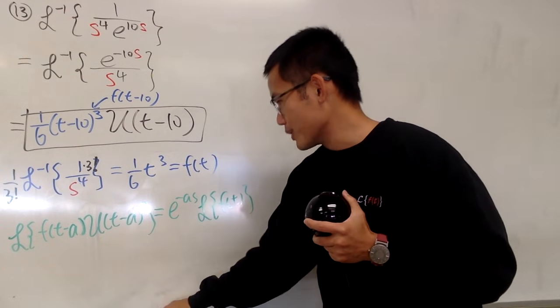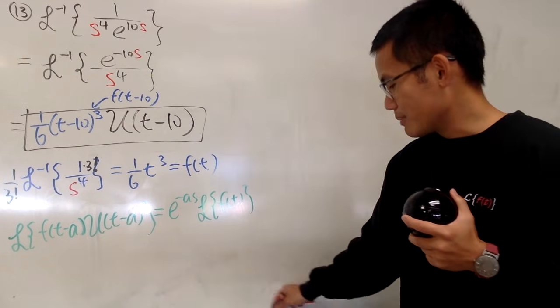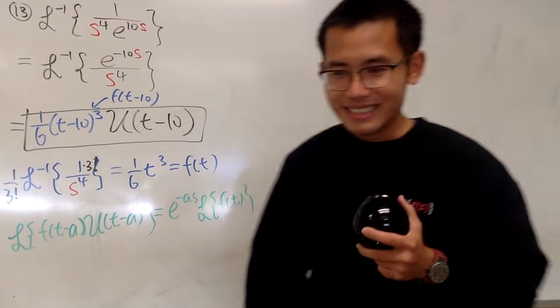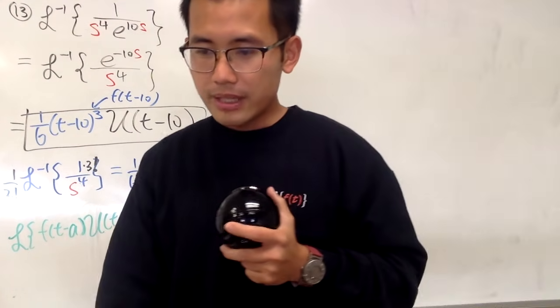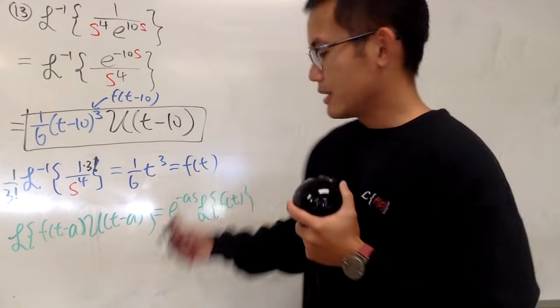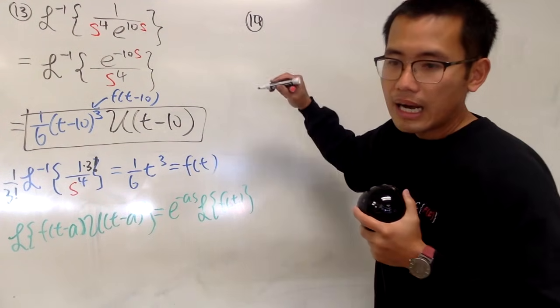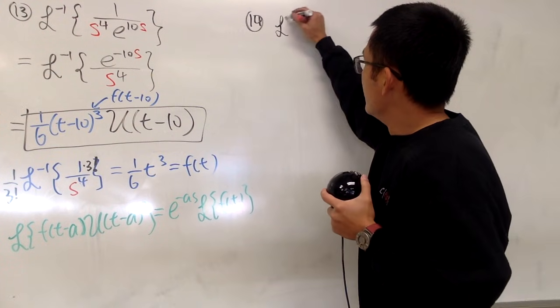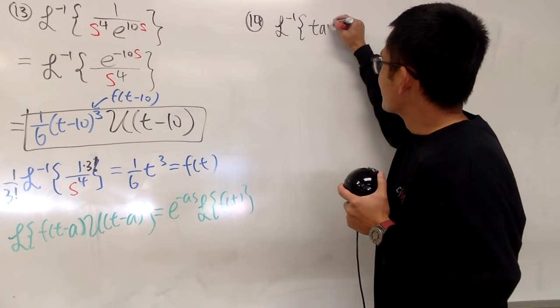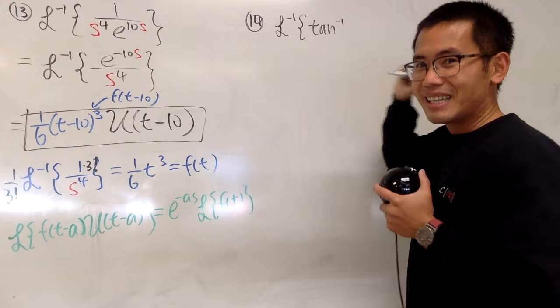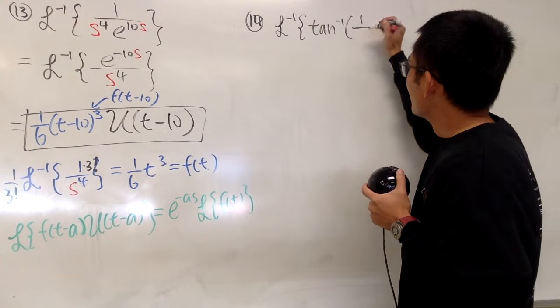All right, so that's pretty much it. Now, next, number 14. This one, we have inverse Laplace of inverse tangent of 1 over s.